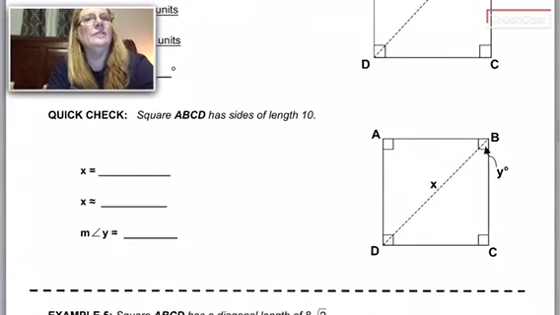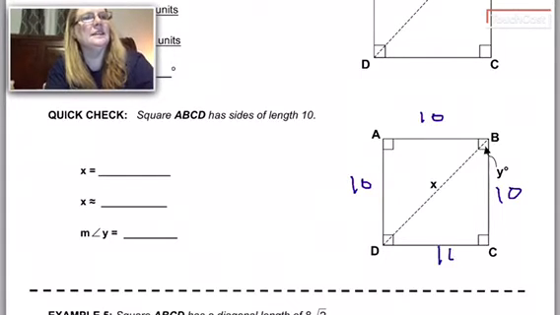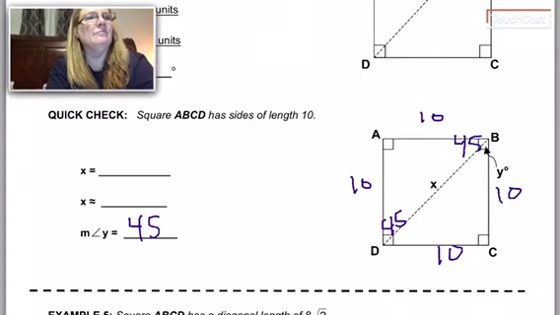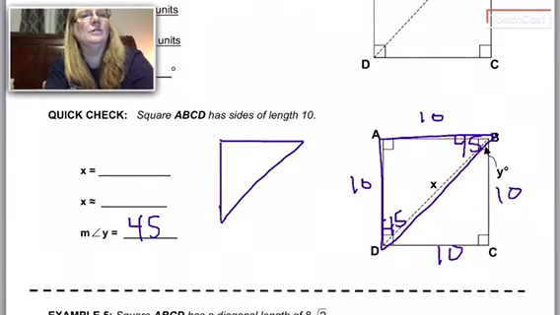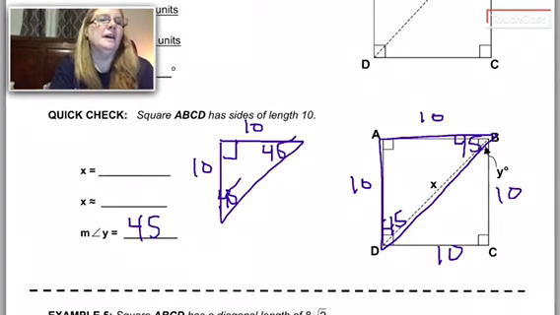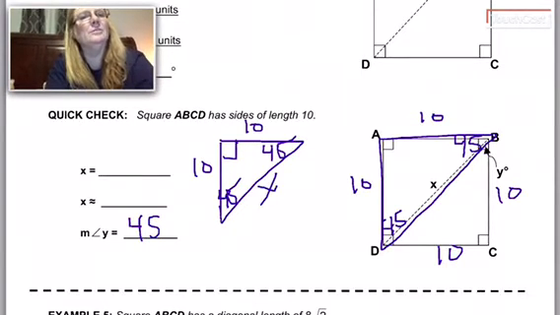All right, we have a square. It has a side length of 10. So 10, 10, 10, and 10. So y is again 45 degrees. So again, we have these triangles that are created that have measurements of 45, 45, and 90. Let me draw that over here for you. We have this triangle. The angle measurements are 45, 45, 90, and this side is 10, and this side is 10. And we want to know what is the length of the hypotenuse.